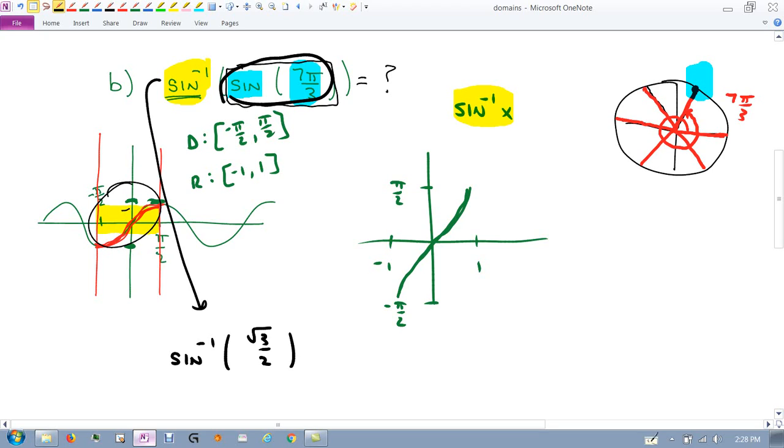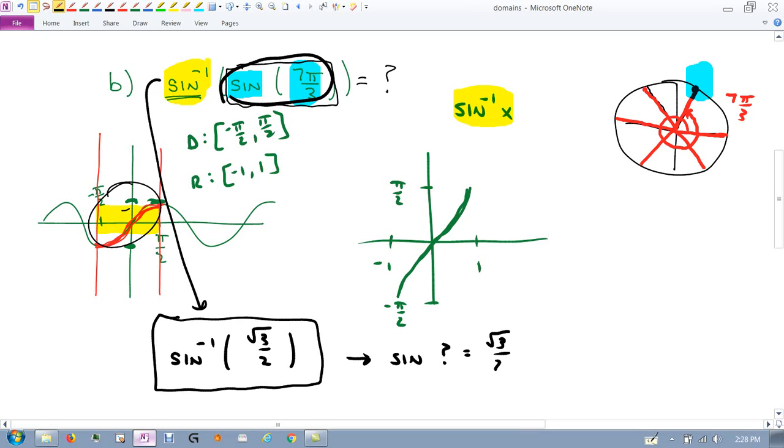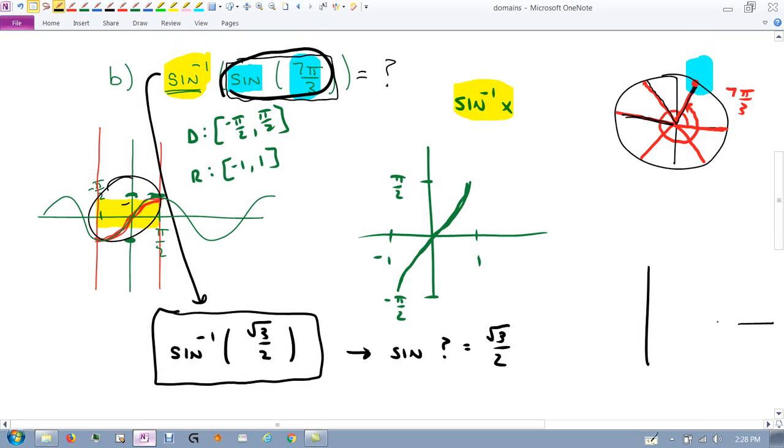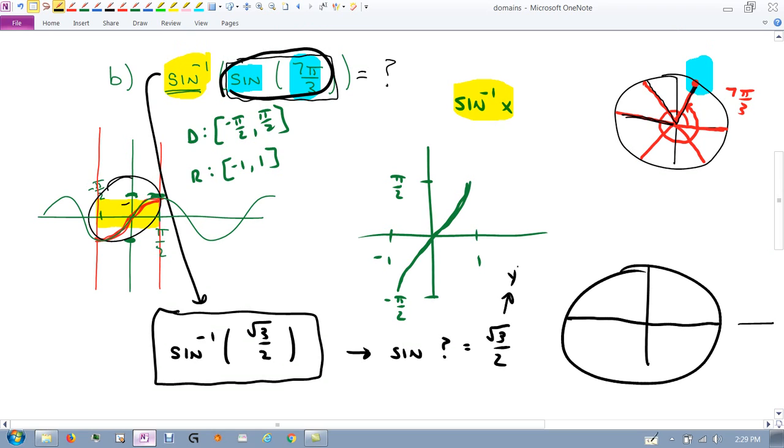Okay, so now let's start over and make this our problem. This is really saying to me, sine of what angle is equal to root 3 over 2. So it wants me to go look at the unit circle, and it wants me to know where the y coordinate is root 3 over 2.